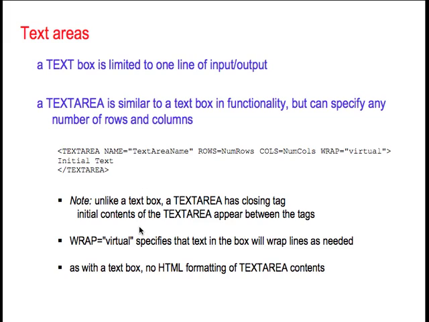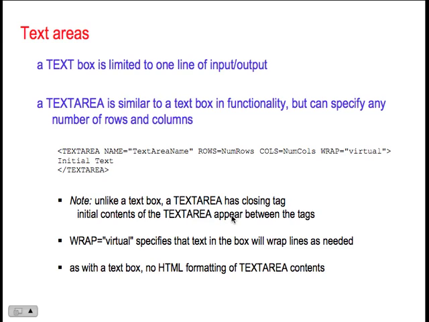So in terms of text areas, we've seen input fields, text boxes. A text area is just a multiple line input text area. A text box is limited to one line with input and output. A text area can specify rows and columns. So now we have a text area name, text area rows, number of rows, columns, number of columns. Make it so it wraps or doesn't wrap, word wrap and stuff. And some initial text that might appear in a particular box.